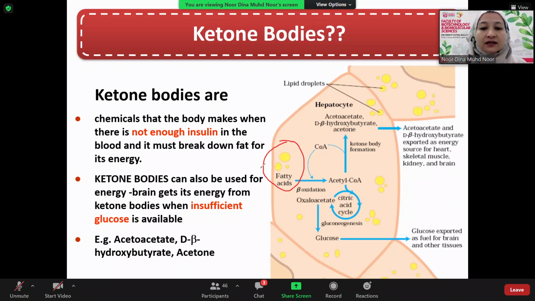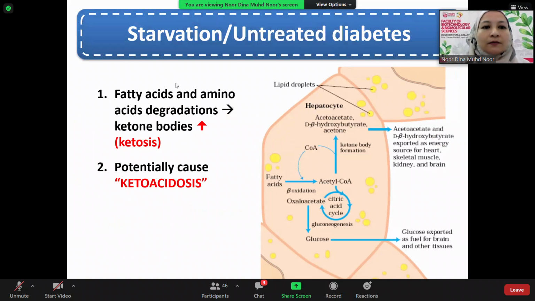Other than the ketone bodies, we also have these fatty acids, which will be oxidized to acetoacetate, acetyl-CoA, and it will also provide the ketone bodies for the energy. All right, so there is another pathway to provide energy other than carbohydrate or what comes from dietary protein. Okay, so that is about the ketone bodies.